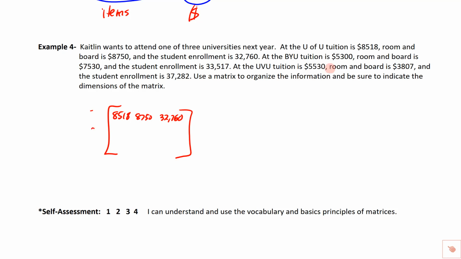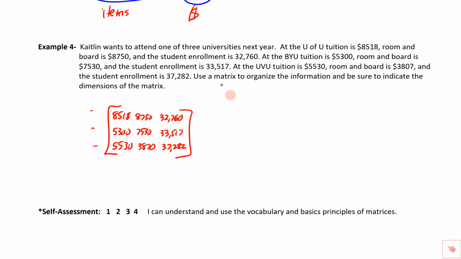This next one's going to represent BYU. It's $5,300 for tuition. Pretty cheap there. That's not bad. $75.30 for room and board, and then the enrollment a little bit bigger, 33,517. And then UVU is 5530. Let's see, room and board, wow, really cheap there, 3870, and the enrollment, wow, look at that. That is a big university, 282. Okay, so U of U's here, BYU's here, UVU is right there.